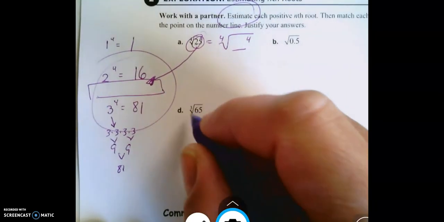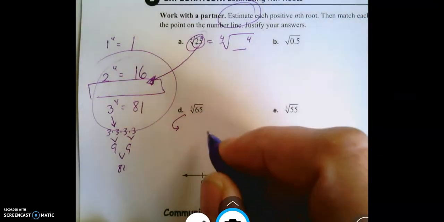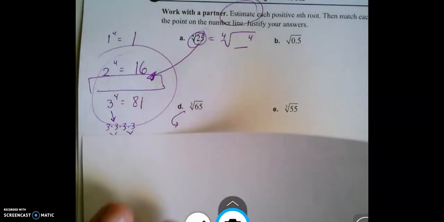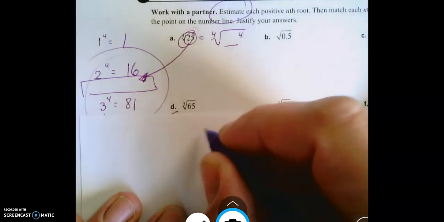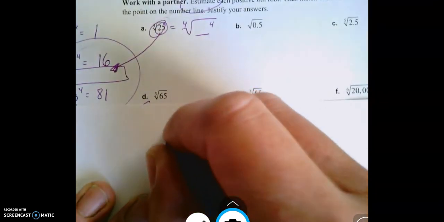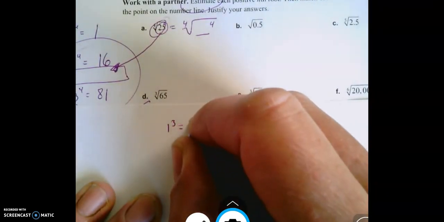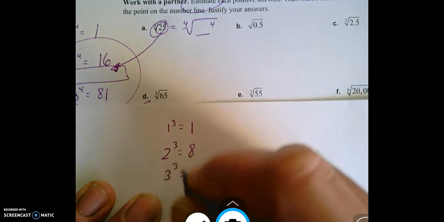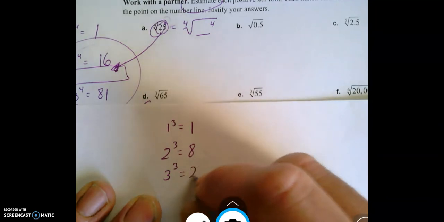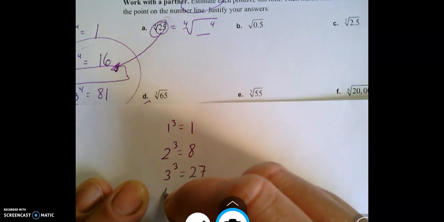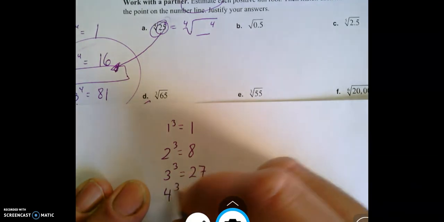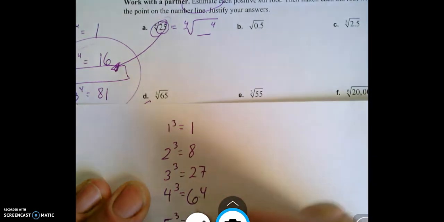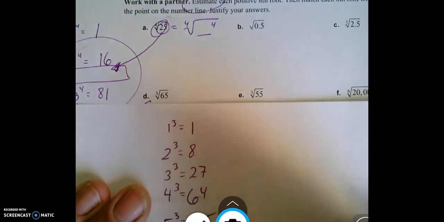Again, let's do it for this other one. Let's make sure this makes sense. And in fact, let me use a separate sheet of paper to make sure we have plenty of room here. So the cube root of 65. I don't know what equals 65. What I do need to know is the third power of 1 is 1. The third power of 2 is 8. The third power of 3 is 3 times 3 times 3, which is 27. The third power of 4 is 64. Third power of 5 is 125, and we've already well passed it.